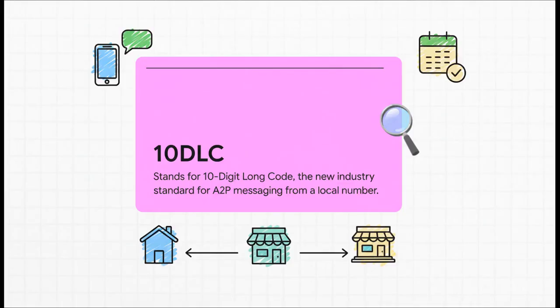And that difference brings us to 10DLC. It stands for 10-digit long code. This is the new gold standard for A2P messaging. The good news is it lets you use a normal, local 10-digit phone number that people recognize. The catch? It comes with a whole new set of rules and registration requirements.